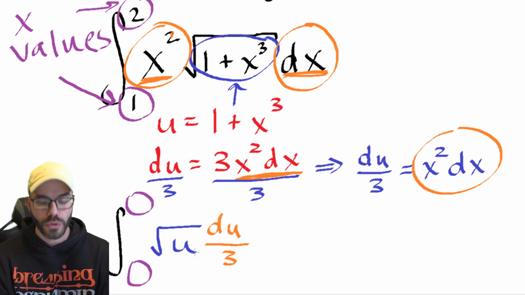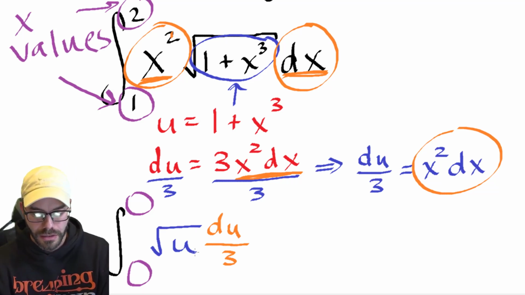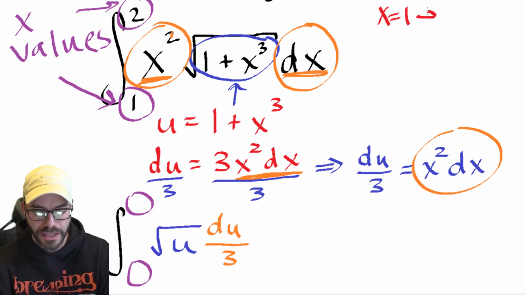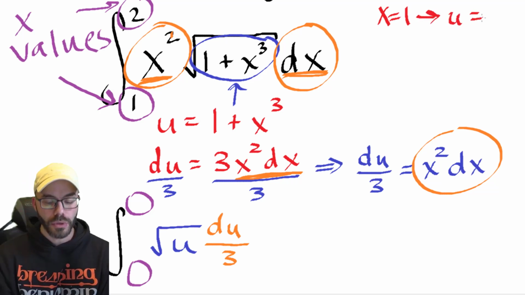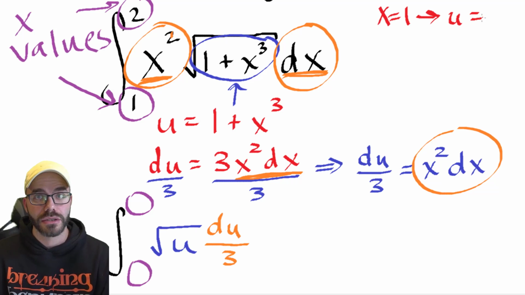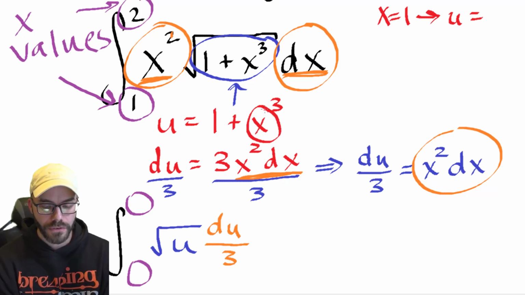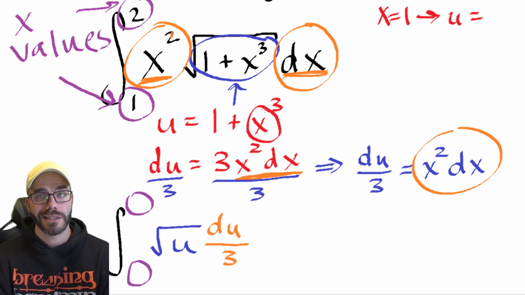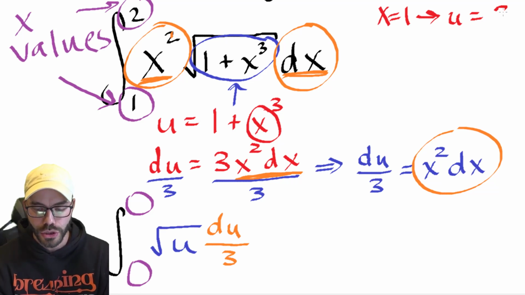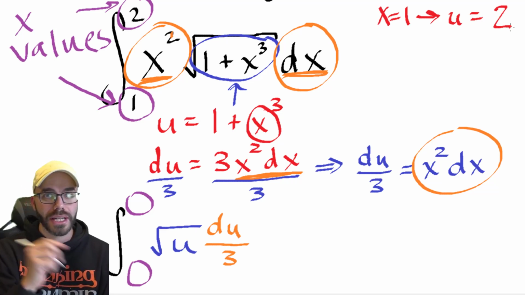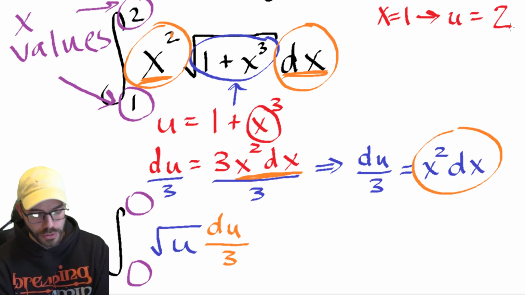If x is equal to 1, then u is equal to 1 plus x to the third. If I plug in 1 for x, 1 to the third is 1, plus 1. That means u has to be 2. So when x is 1, u is equal to 2. So there's my lower limit.